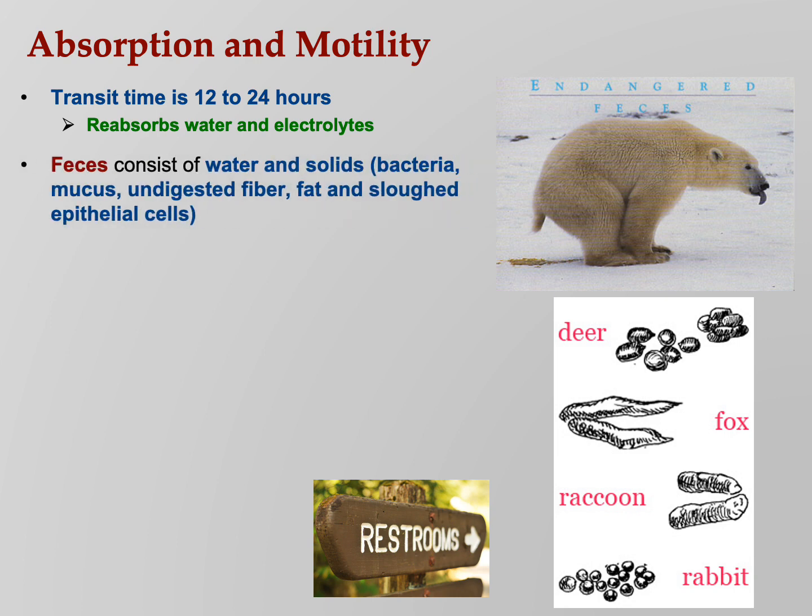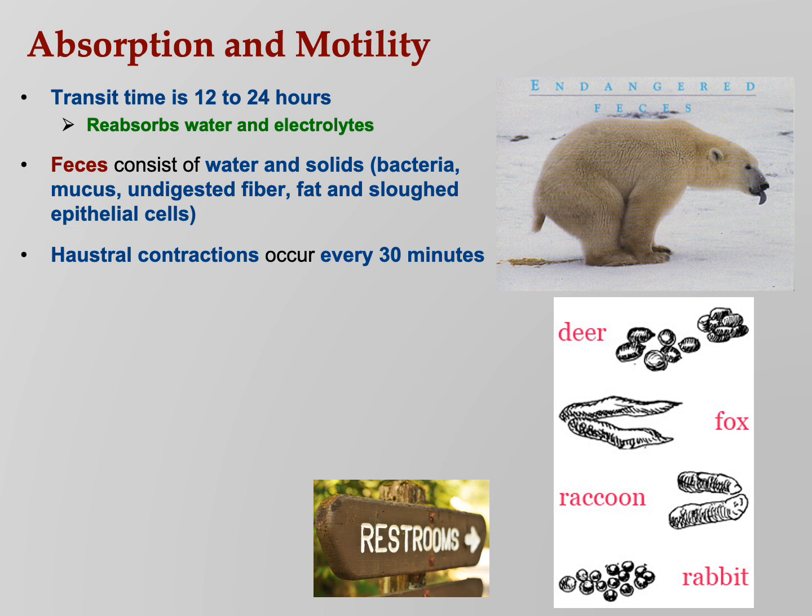Feces consists of water and solids, including bacteria, mucus, undigested fiber, fat, and sloughed epithelial cells. So I can't forget, Bacteroides fragilis, I think, accounts for like 30% of the dry weight of feces. So a lot of it is just dead bacteria. Undigested fiber. Then remember, you're digesting your small intestine, your stomach, with all the acids and stuff. Some of those cells are in there as well. So there's a lot of different stuff.